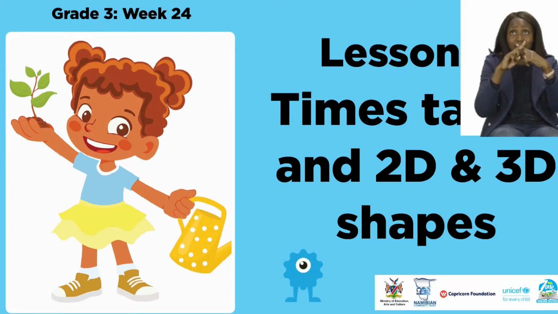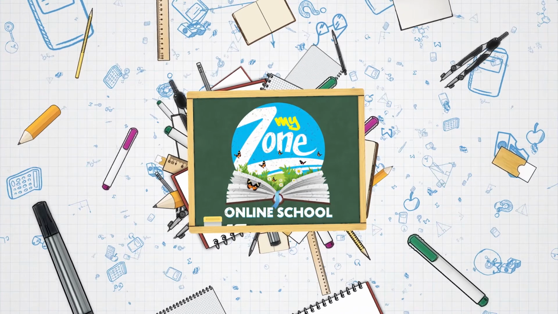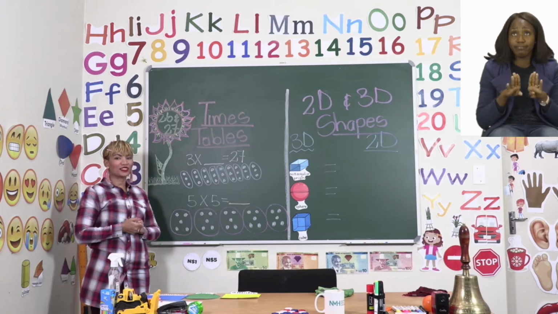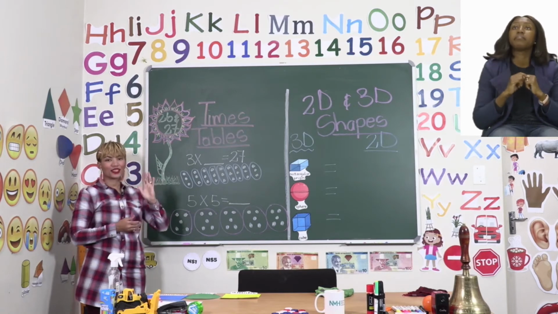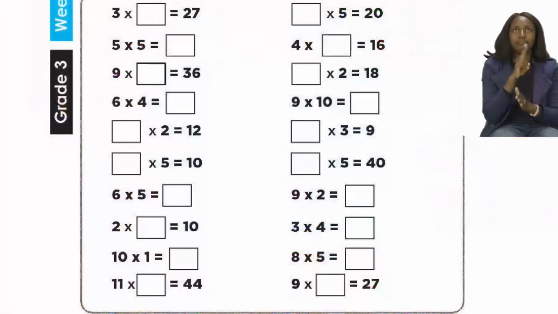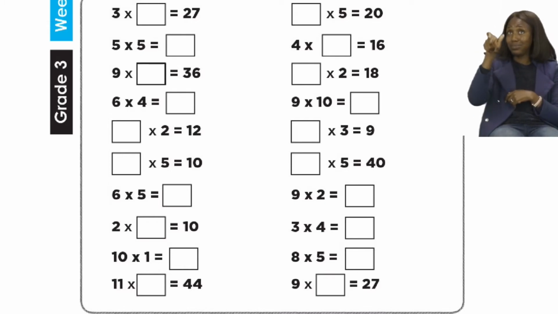Today's lesson is about times tables, and we are also going to do 2D and 3D shapes. Today we are doing times tables and shapes. Let's start by turning our booklets to page 26. Now on page 26 we have a lot of interesting times tables. You will see there is a long list of sums that you have to complete.